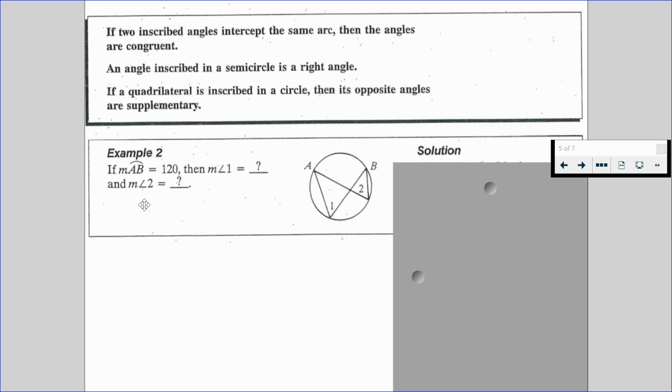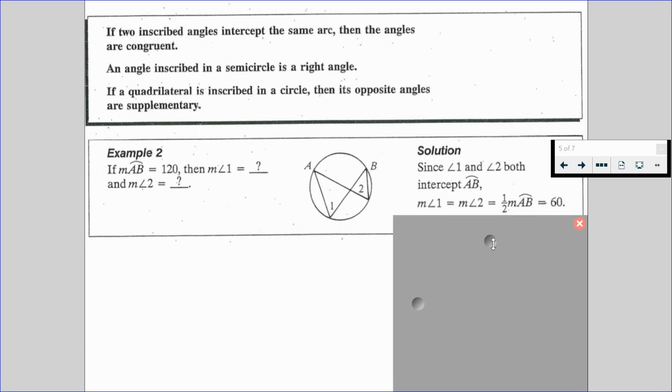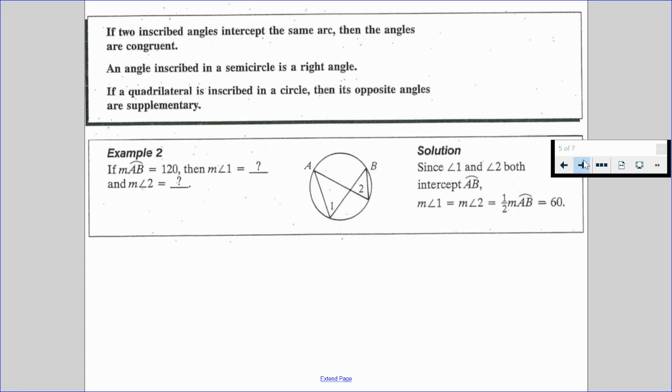So we're asked if the measure of arc AB is equal to 120, then what's the measure of angle 1? What's the measure of angle 2? Well, both angle 1 and angle 2 have endpoints that construct arc AB. So since angle 1 and angle 2 both intercept that same arc AB, and we know AB is 120, it's going to be half of our arc. So 120 divided by 2 is going to give us 60. So the measure of angle 1 is equal to the measure of angle 2. They both have a value of 60 degrees.